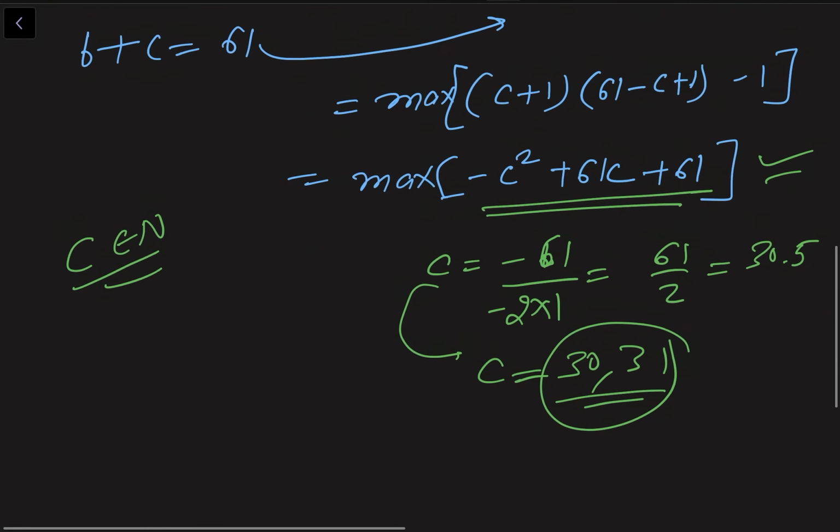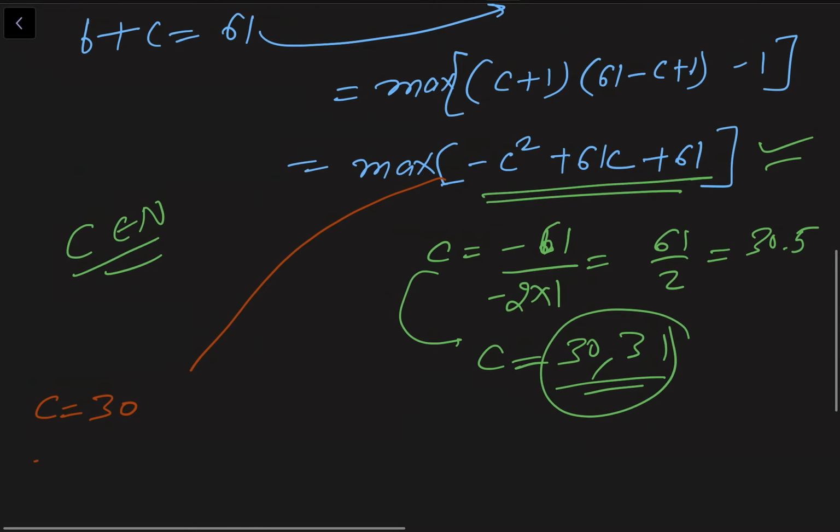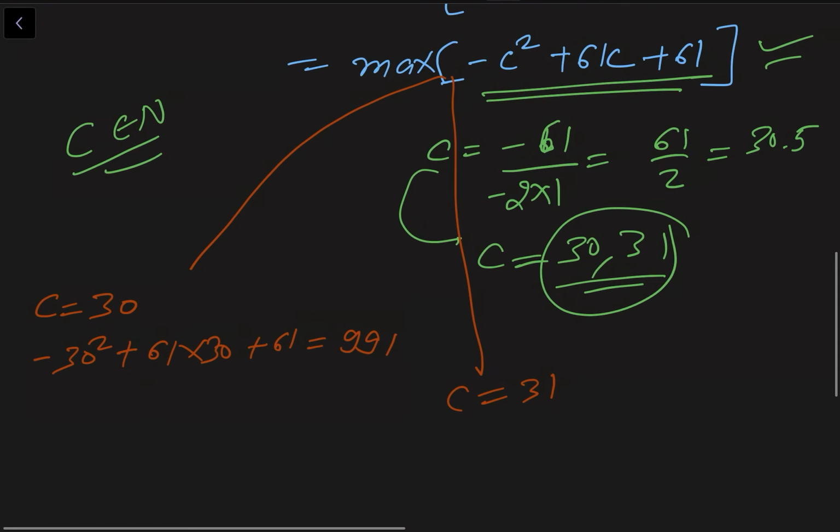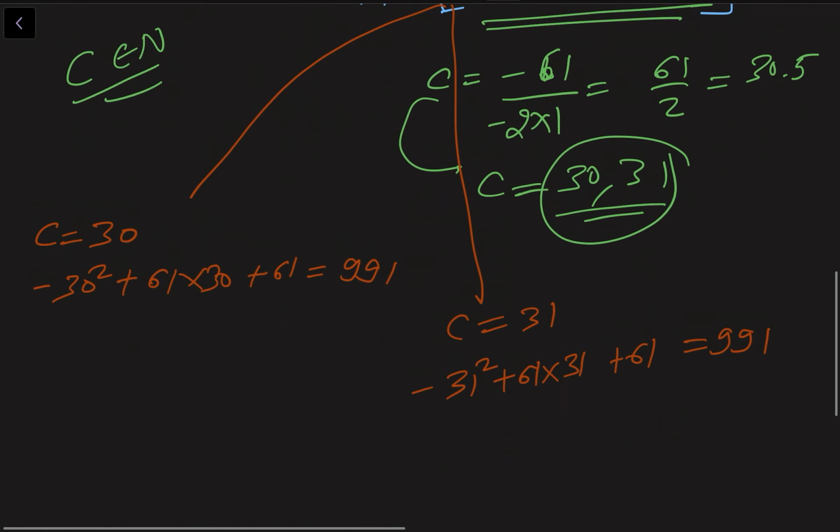Now if I put C is equal to 30, what I am getting is minus 30 square plus 61 into 30 plus 61, which comes out to be 991. Now if I check for C is equal to 31, what I am getting is minus 31 square plus 61 into 31 plus 61, which again comes out to be 991. So I can say that our final answer is 991.